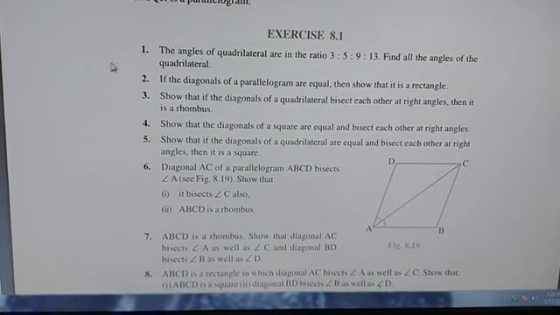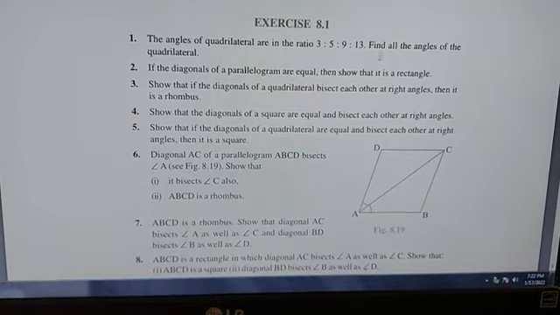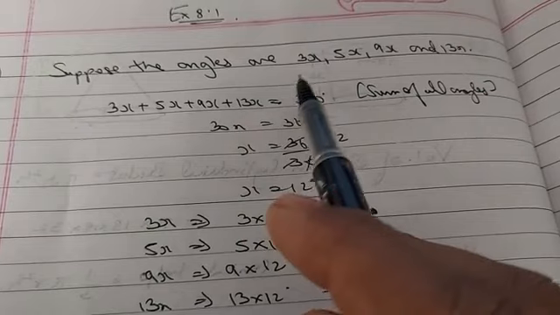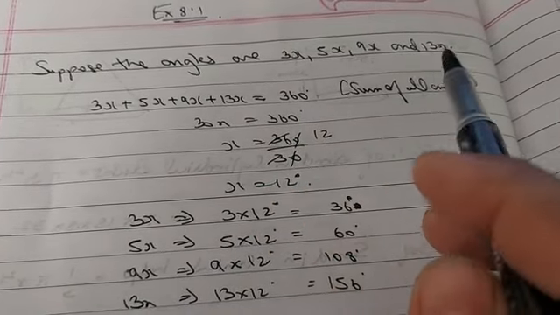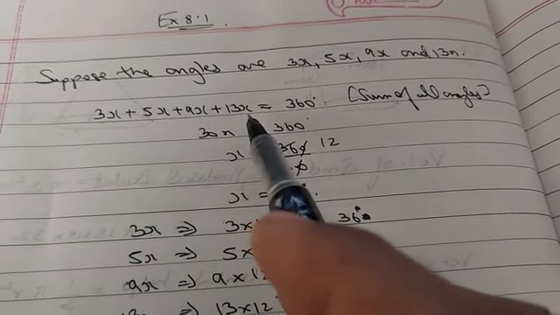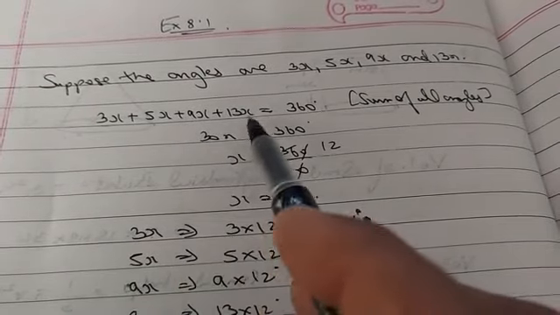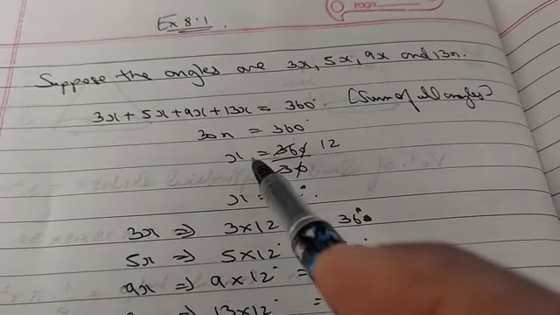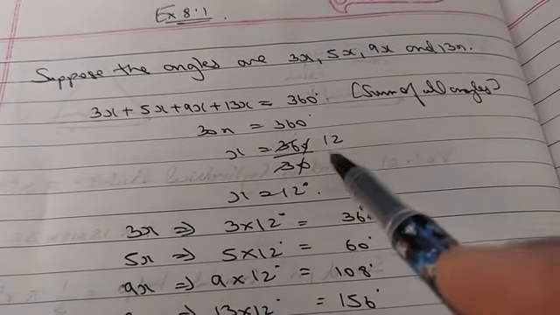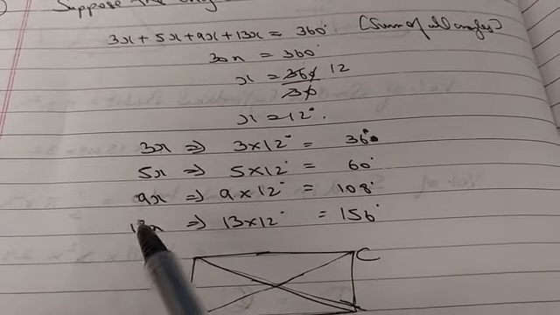So the first question is: the angles of a quadrilateral are in the ratio 3:5:9:13. Find all the angles of the quadrilateral. Now suppose I take the angles as the ratio given, so 3x, 5x, 9x and 13x, and the sum of all the angles, 3x plus 5x plus 9x plus 13x, we know equals 360 because the sum of all angles is 360. So the sum is what? 30x equals 360, x will be what? 360 upon 30, the 0 and 0 cancel, and 3 twelves are 36, so the value of x is 12.